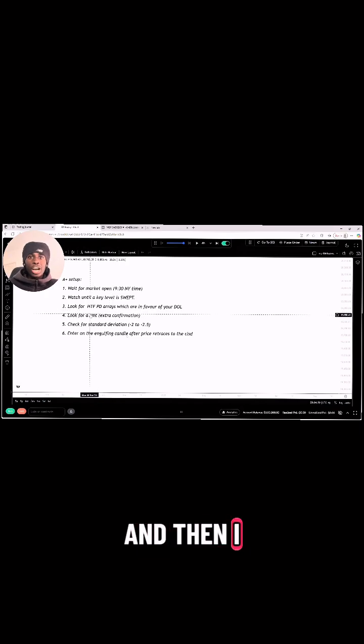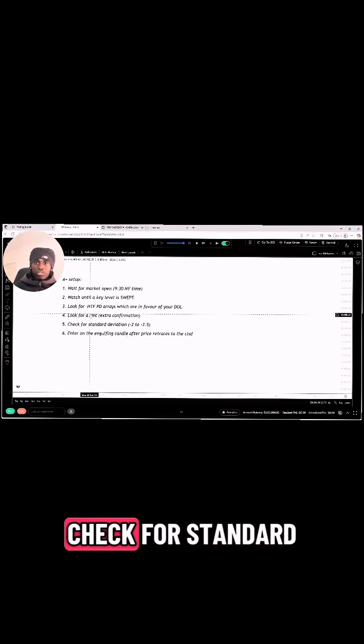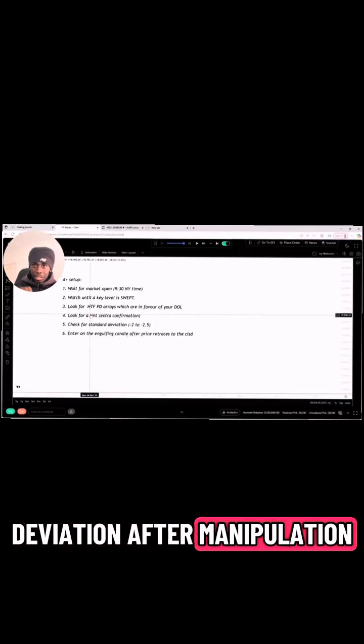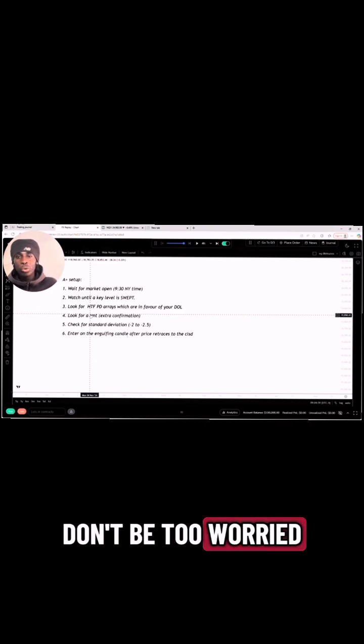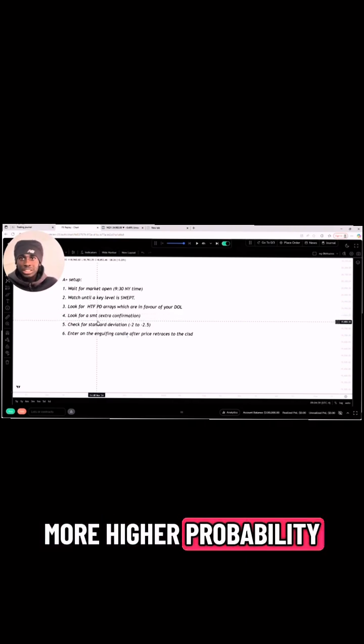And then I look for SMT, and I also check for standard deviation after the manipulation. But you don't need it. It's better if you have it, but you don't need it. So if you don't have it, don't be too worried, but it's just more higher probability if you do.